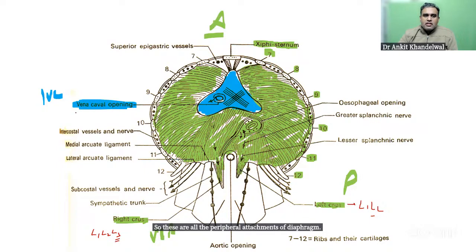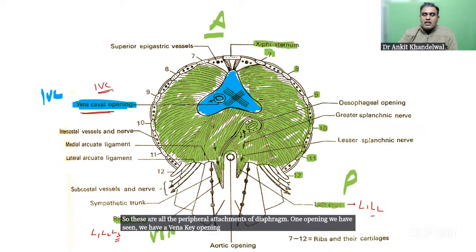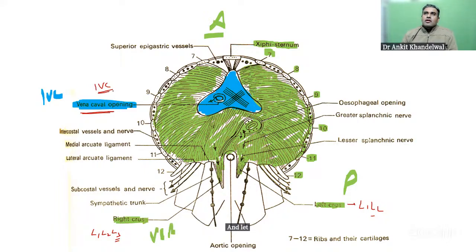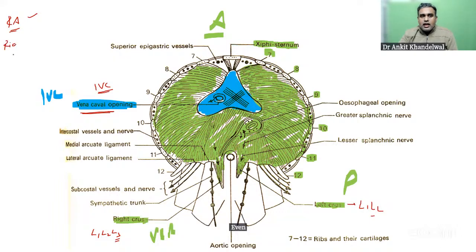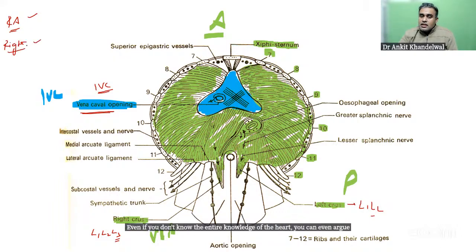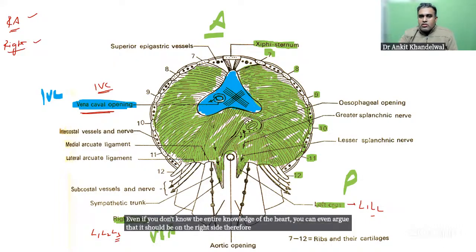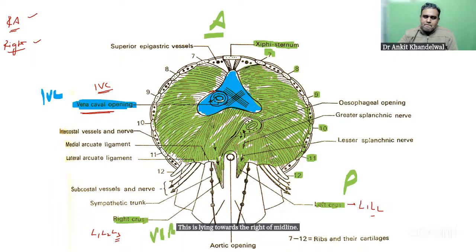One opening we have seen is the vena cava opening, that is the inferior vena cava, passing through the central tendon of the diaphragm. Let me ask you, the superior or the inferior vena cava, they open into which chamber of the heart? They open into the right atrium. Very good. Will the right atrium be on the right side or the left side? It should be on the right side. Even if you don't know the entire anatomy of the heart, you can argue that it should be on the right side. Therefore, the vena cava opening lies towards the right of the midline. Okay, 1 point.